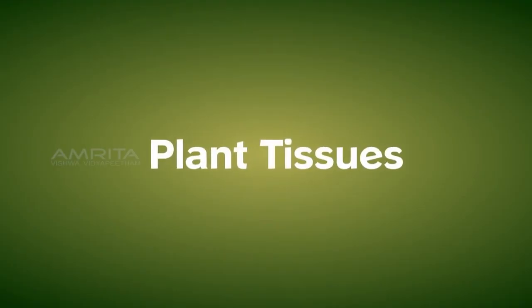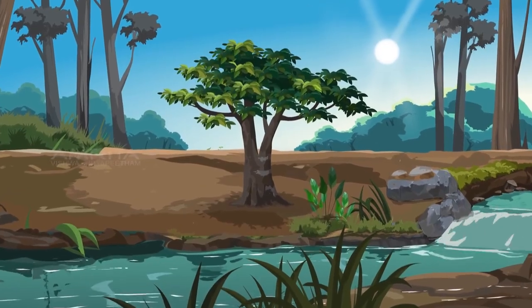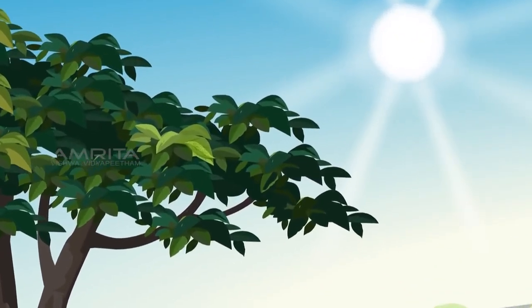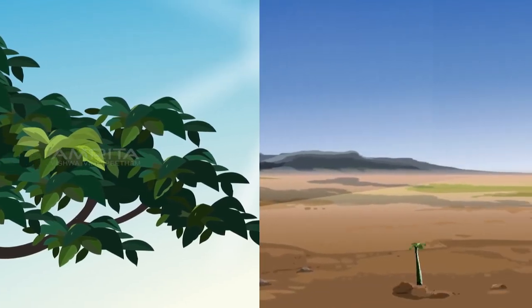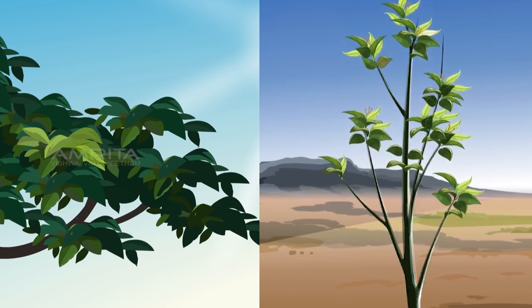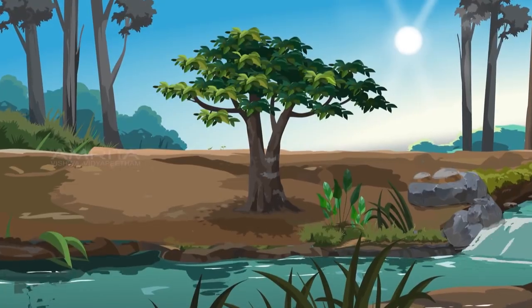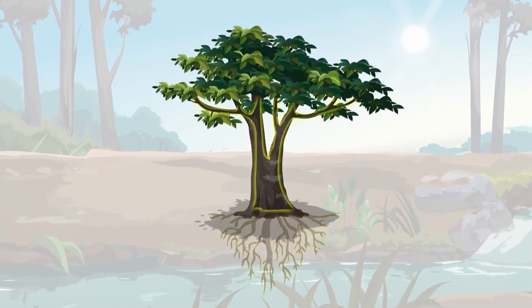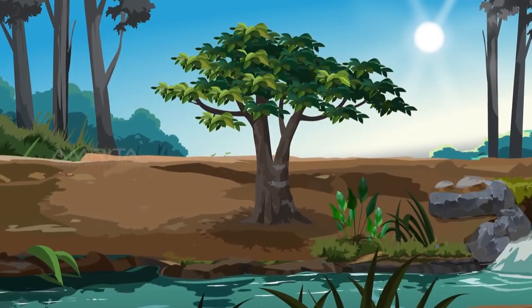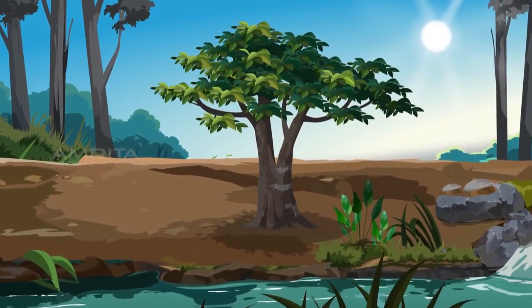Plant tissues. We all know that plants are also living beings like us. They respire, prepare food, and have unlimited growth throughout life. So, how do they perform all these functions? Plants are composed of three major organ groups: roots, stems, and leaves. These organs are made up of various tissues that perform these functions.